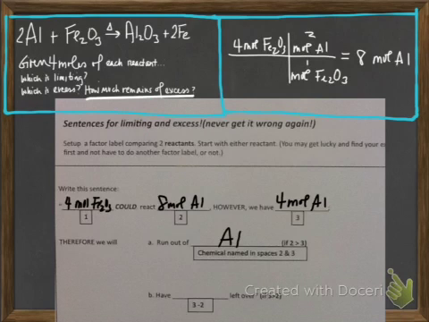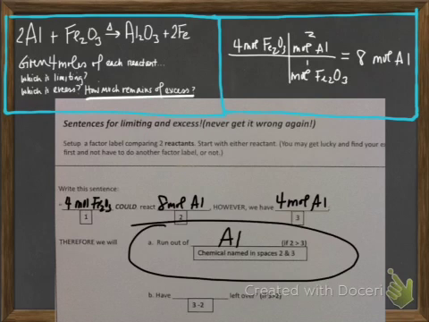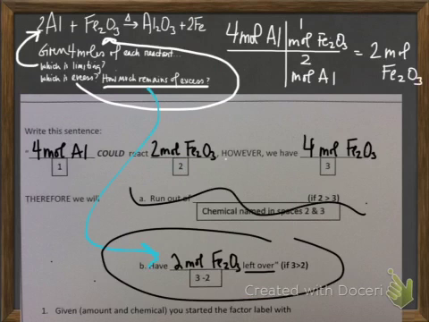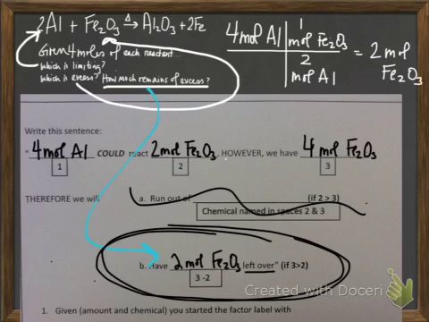If you're unlucky and you start out and you get an answer here and you find your limiting first, you have to do another factor label to figure out how much of your excess you have left over. If you find your limiting first, you're immediately going to know this is my limiting, the other one is my excess. But to answer that third part of the question, how much is left over, you have to do another factor label, because it's only when you get this that you're going to know how much is left over.